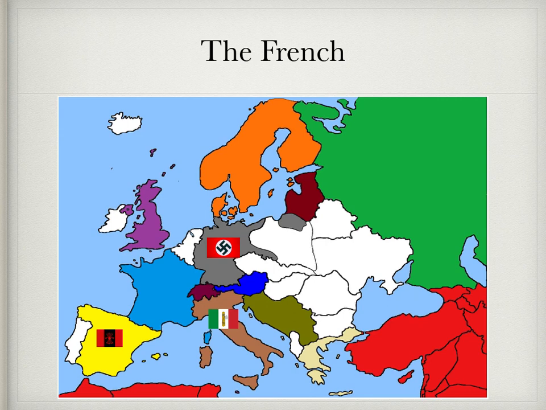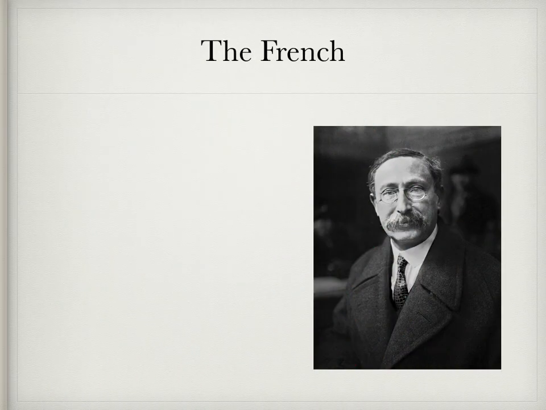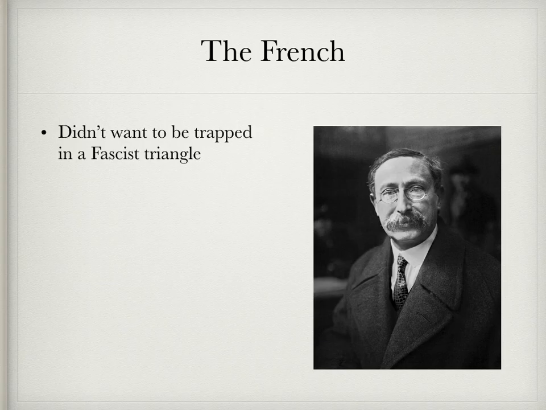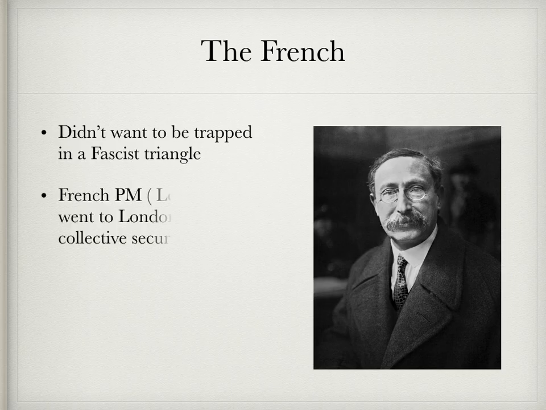So France is caught between a rock and a hard place and seems to be surrounded by fascist governments. So really, the French are going to want to, if anything, support the Republic in Spain and help them. France didn't want to be trapped in a fascist triangle caught between Germany, Italy, and Spain. So the French Prime Minister, Léon Blum, goes to London to discuss collective security with Britain.